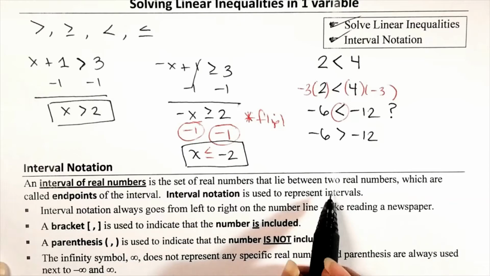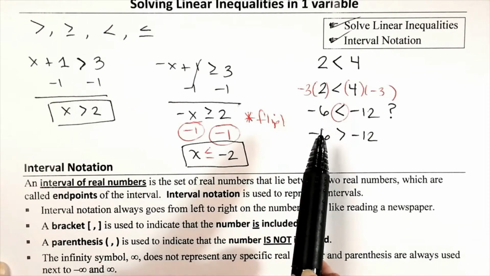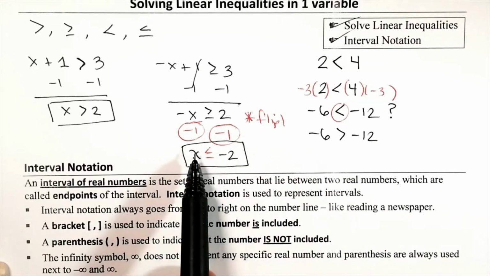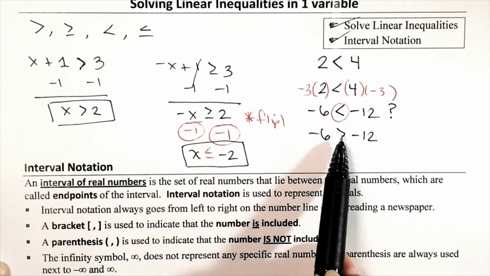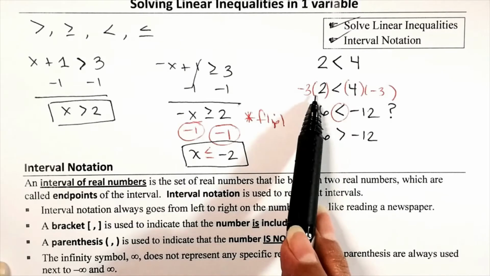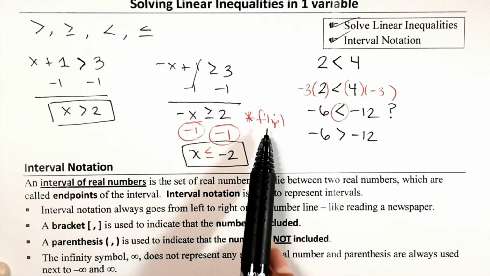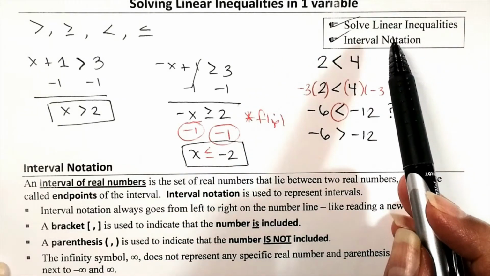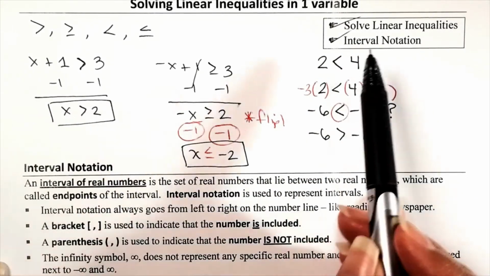Now, when I'm comparing two numbers, it's very easy to see that we have to change it so it makes sense. But when there's a variable involved, it makes sense to me either way. So this is just something you have to keep in the back of your mind: at any point, if you multiply or divide by a negative, you have to flip it. Again, the main objective of this section is to solve inequalities in a single variable, but we're going to take it a step further. We're going to write our answers and express them in interval notation.